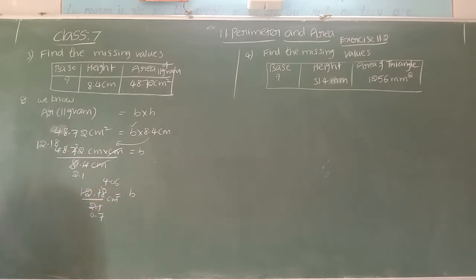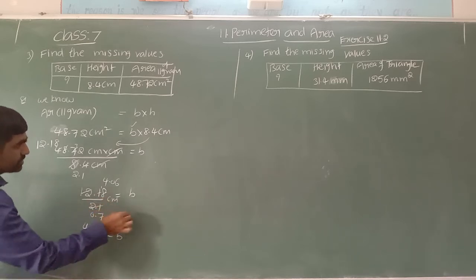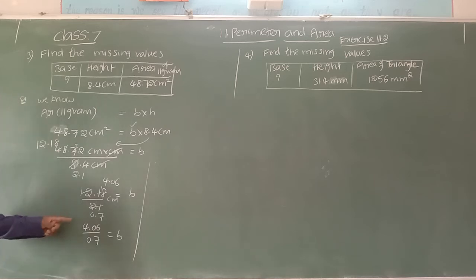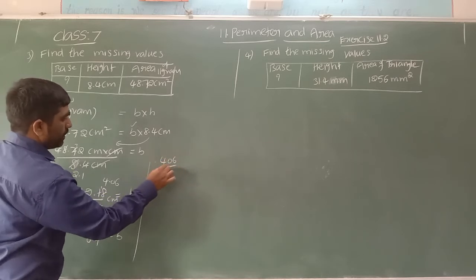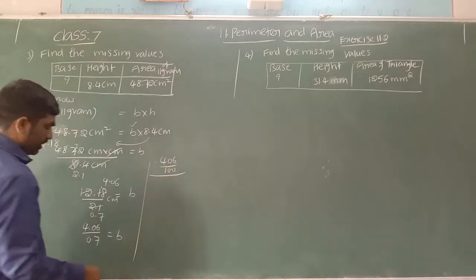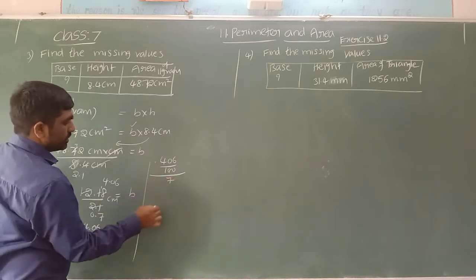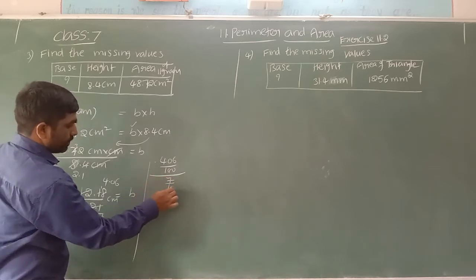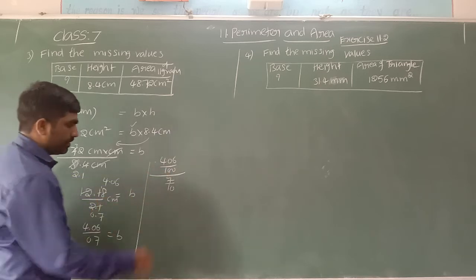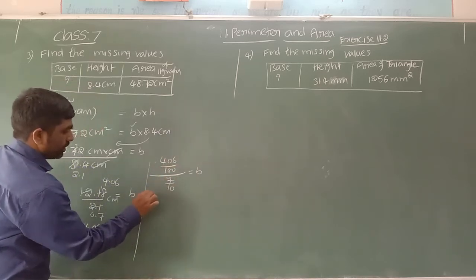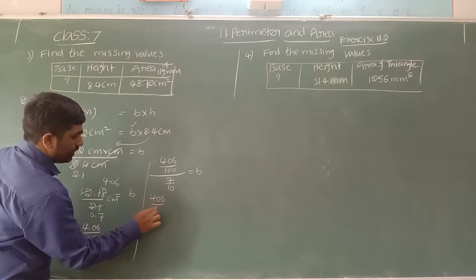Now we can write this one: 4.06 by 0.7, which is equal to how much? Base. Now let us write this both in fraction form. How can we write fraction form? 406 by 100. Again we can write 0.7 as 7 by 10. Here, point after 2 digits, by 100. Point after 1 digit, by 10. This we can write as 406 by 100.